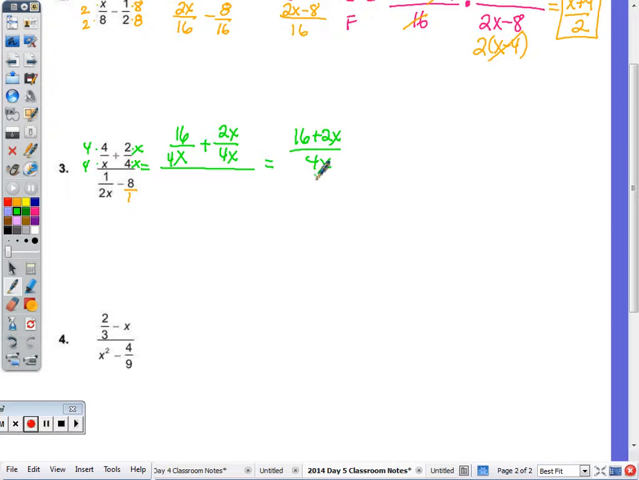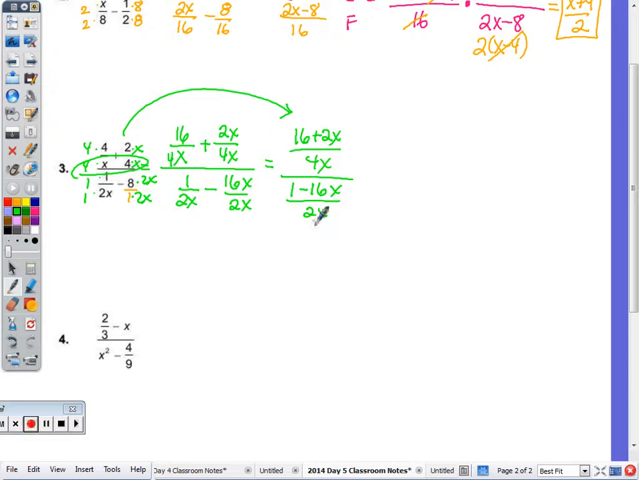I want to try in the next one to see if we can go right from here to here, because you can see this denominator, 4x, matches the 4x I get there. So let's try number 4 to skip that one step. So this one I multiply by 2x times 1 times 1. So we end up with 1 over 2x minus 16x over 2x. So that becomes 1 minus 16x all over 2x.